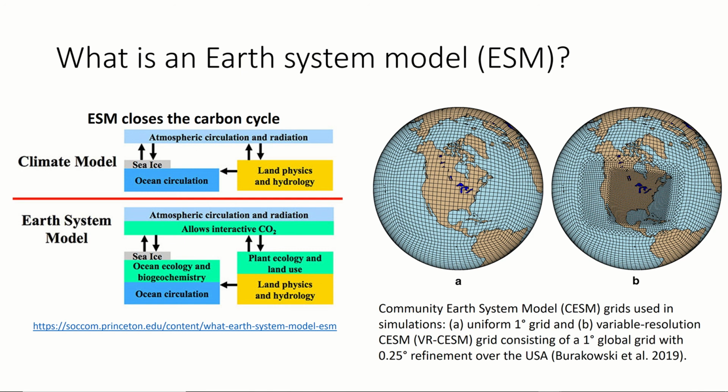So for example, you can have ocean ecology and biogeochemistry. You can have plant ecology and land use, that's on the land. And you can have the land physics and hydrology. The land biogeochemistry could interact with the ocean biogeochemistry, or at least this is under development in many of the Earth system models now, and how these interact with the atmosphere.